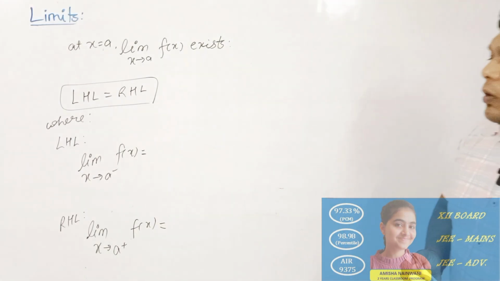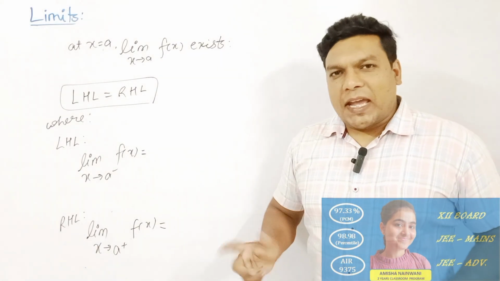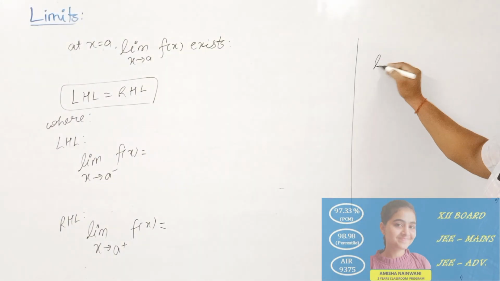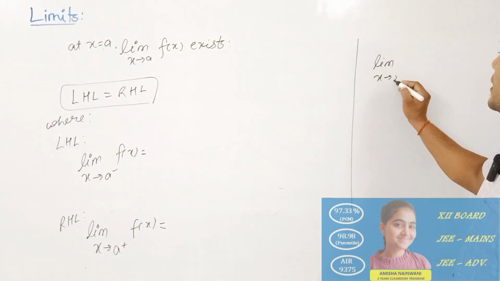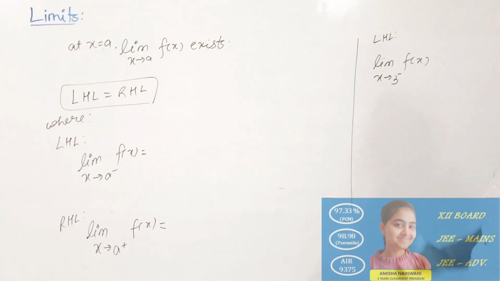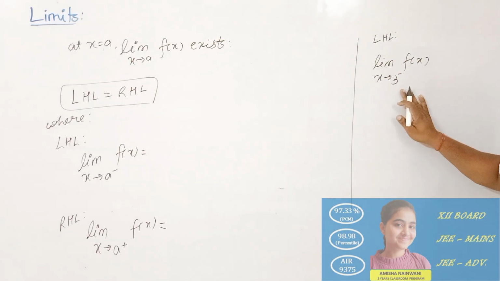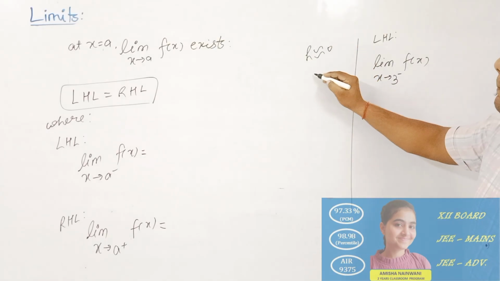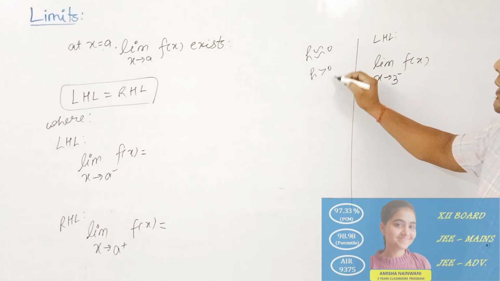Okay, now we'll introduce the concept of h here. Look, now let's see the example, limit x tends to 3 minus f of x. We say this is LHL. Okay, now if this is LHL, now we are introducing the concept of h. h is approximately 0 and h is greater than 0.